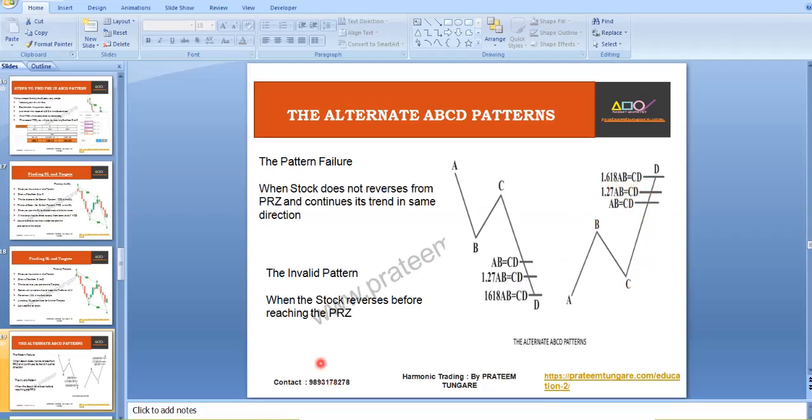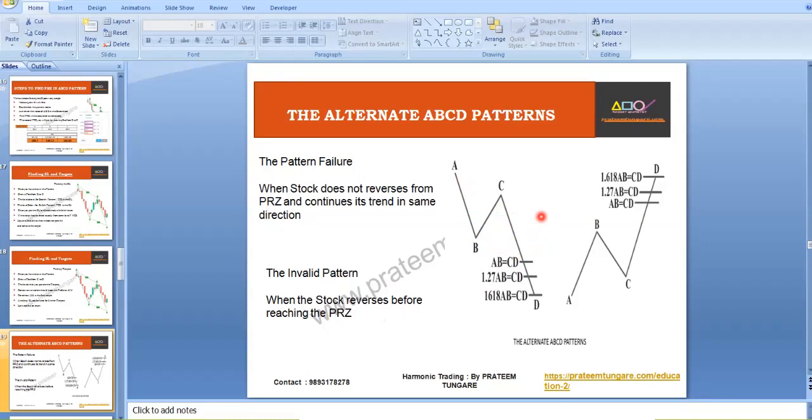Okay. Now the next important concept is the invalid pattern. The invalid pattern is the pattern when the stock does not reach PRZ and it reverses before reaching PRZ. Like this is AB and CD pattern. But if the stock reverses in between or before reaching the PRZ, that is an invalid or void pattern. So we do not trade that pattern. We look for another script.